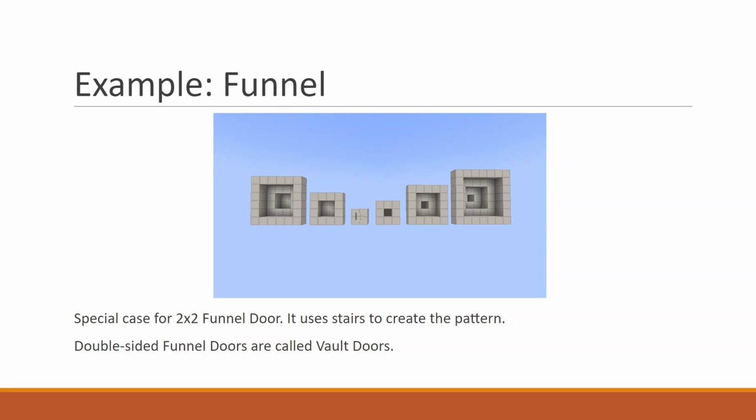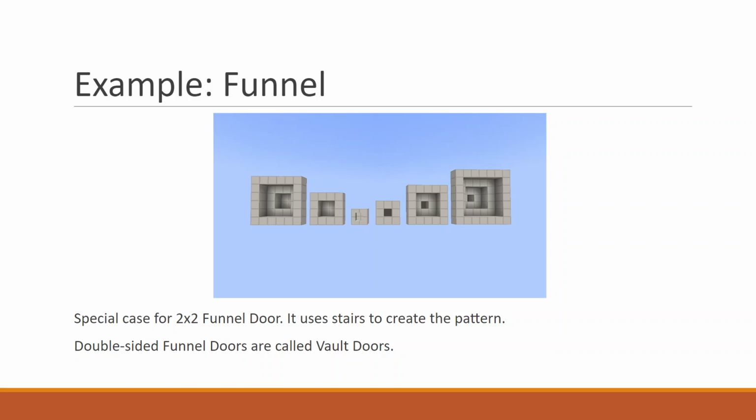So here's the example for funnel. You can see this would be the 2 by 2 funnel, this would be the 3 by 3 funnel, 4 by 4, 5 by 5, 6 by 6, 7 by 7. And you can also see there's a special case for the 2 by 2 funnel door. It uses stairs to create a pattern. Yep. And double-sided funnel doors are called vault doors.